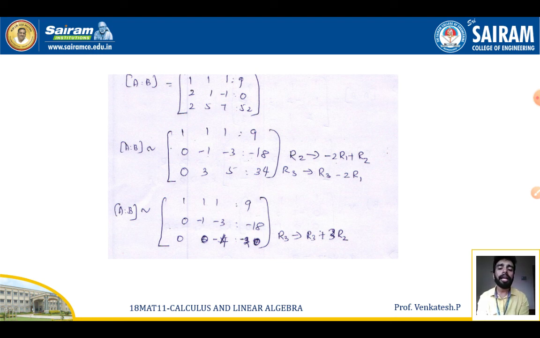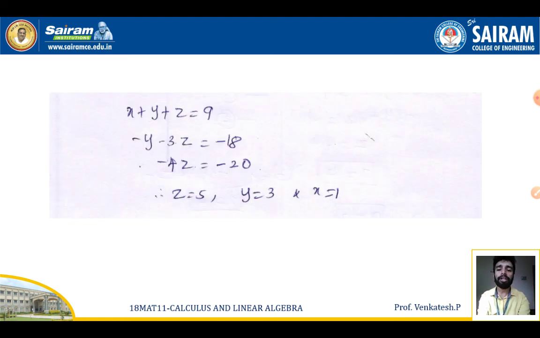For this upper triangular matrix, I'm going to multiply the column matrix x, y, z to find the new system of equations to find the exact values of x, y, z. After performing the operation, I'll be getting the equations x plus y plus z is equal to 9, minus y minus 3z is equal to minus 18, minus 4z is equal to minus 20. After simplifying this, we get x is equal to 1, y is equal to 3, z is equal to 5, which are the exact values of the given system of equations.